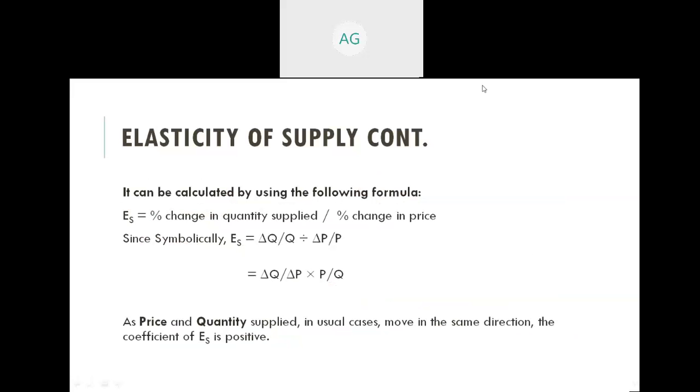It can be calculated as you can see here: elasticity of supply, abbreviated as E subscript S, equals percentage change in quantity supplied divided by percentage change in price. It can be represented symbolically, with percentage change in quantity denoted by delta Q upon Q.